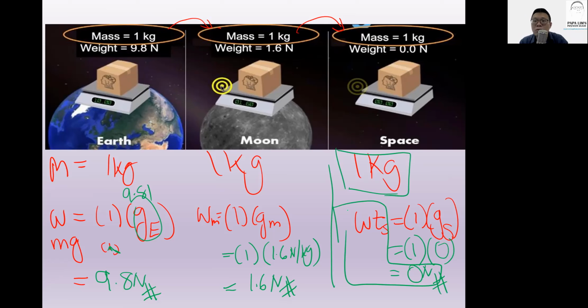The 0 Newton is what astronauts and people in space always term weightlessness. I don't feel my weight. It's not that I don't feel my mass, I still have my mass, but I don't feel my weight because my weight depends on the mass and the gravitational pull of the planet. If there's no planet nearby, my gravitational pull is 0 and my weight will be 0. So all in all, just take note, there's a fundamental distinction between mass and weight.